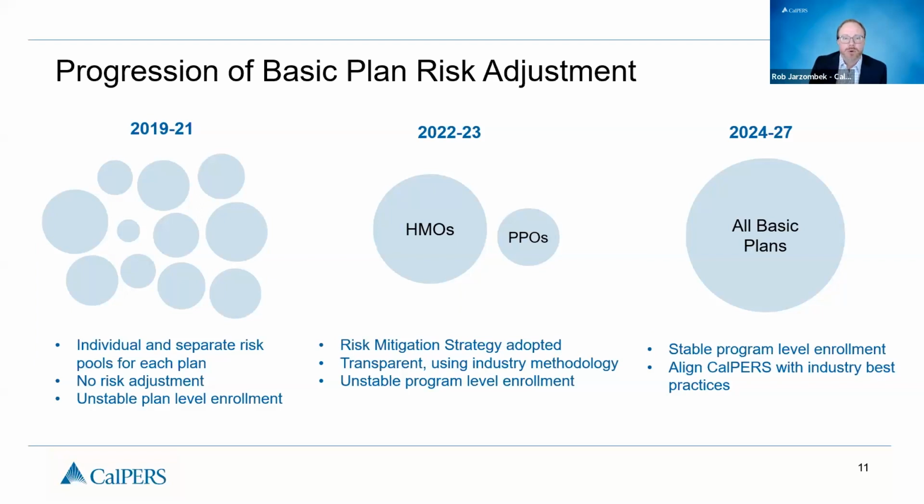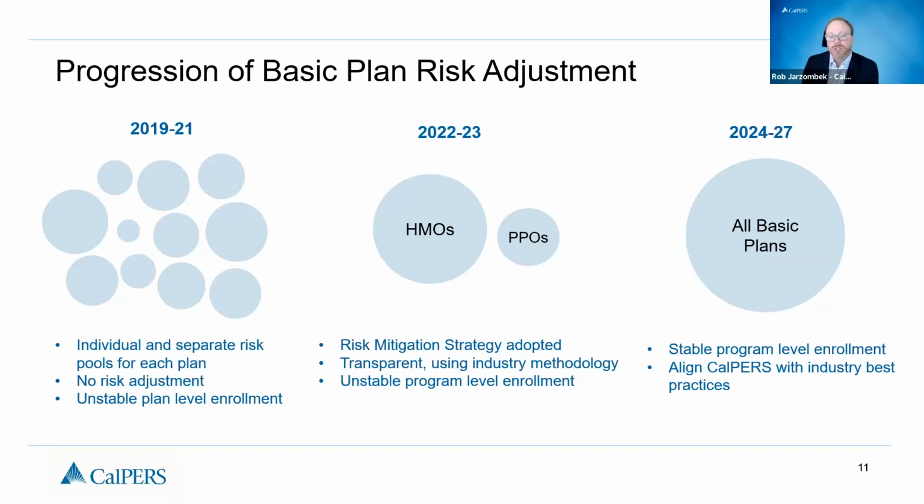Our solution for 2024 was to propose to our board to begin to transition the basic plan portfolio to one risk pool. As background, in 2020, the board adopted a risk mitigation strategy that created 2 risk pools, one for the HMO and one for the PPO. This was a transparent, industry-based approach for risk adjustment, phased in over 2 years to reduce premium volatility. But what we're beginning to see is large and potentially significant migration from the PPOs to the HMOs, again mostly from the healthier members in the PERS Gold plan.